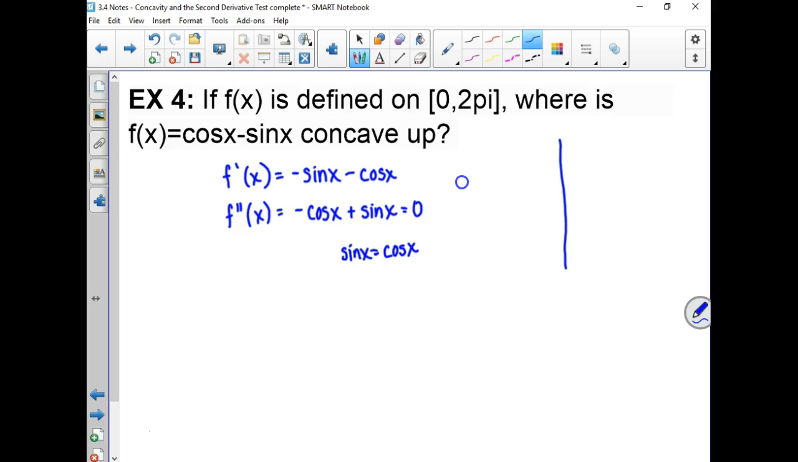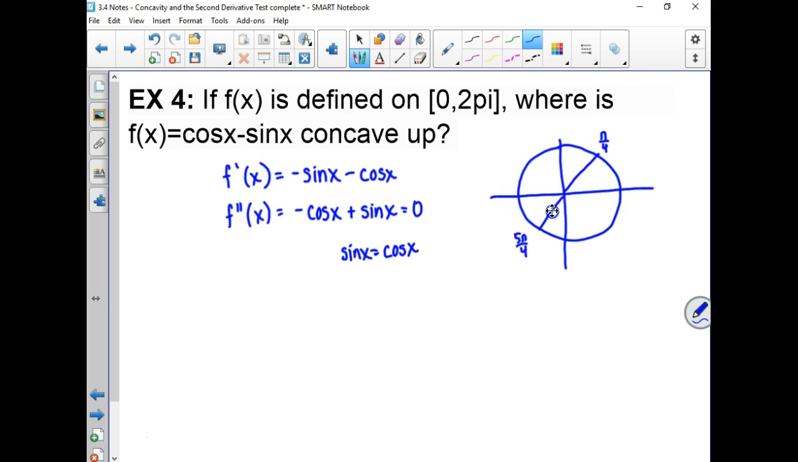And you have to think of your unit circle here to decide where sine x equals cosine x. So 45 degrees or pi over 4 is one of them. And then over here in the second quadrant, sine and cosine are not equal because they have opposite signs. They're also not equal in the fourth quadrant, but in the third quadrant they are. And that is 5 pi over 4.